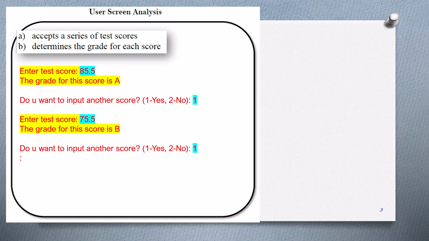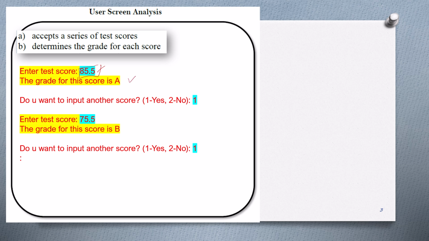First, you will be asked to enter a test score. This is a value given by the user, and based on the score there will be a statement that will inform the grade for that particular score. In this case, of course, 85.5 is A, so it will display grade A.